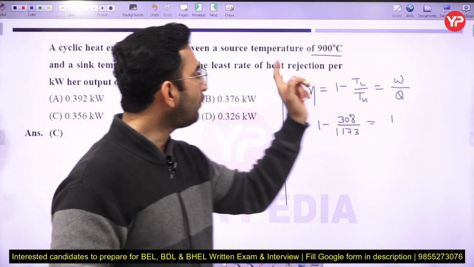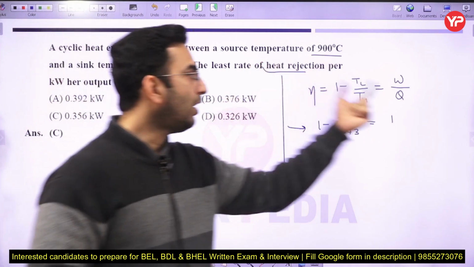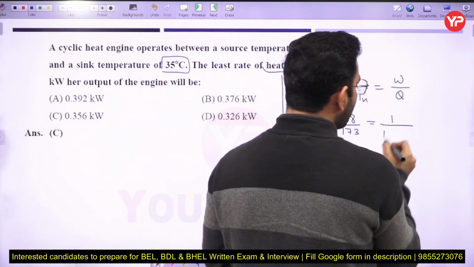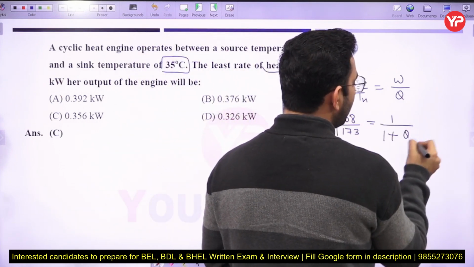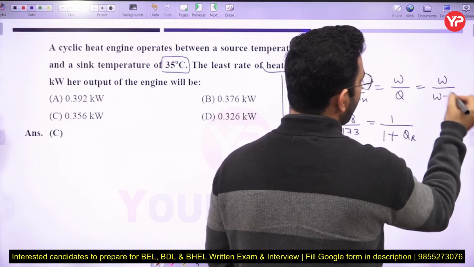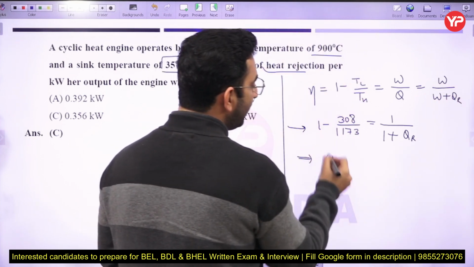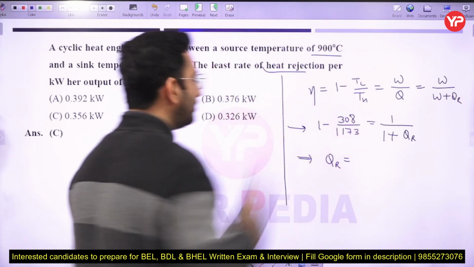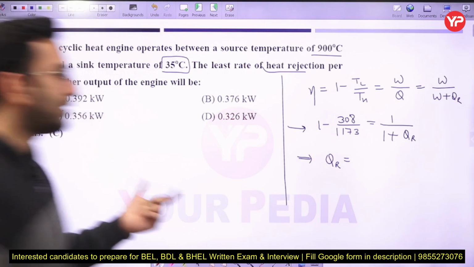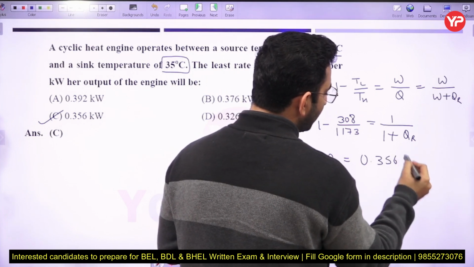Now you want to calculate the value of the heat rejection. So from the first law of thermodynamics, I can write the total heat supplied will be equal to the summation of work output plus heat rejected here. Okay, so if you solve this equation, you will find the value of the least rate of heat rejection from the engine here, and the answer is coming out to be option number C, that is 0.356 kilowatt. Just calculate it. Okay, so that's a very simple question here.